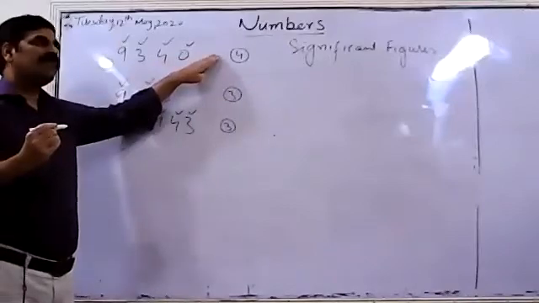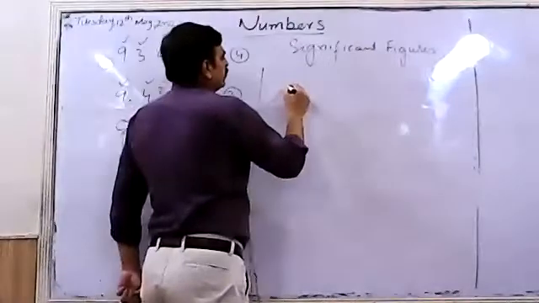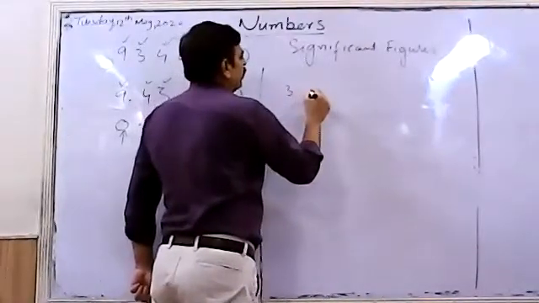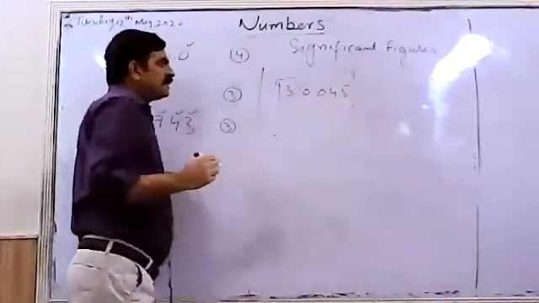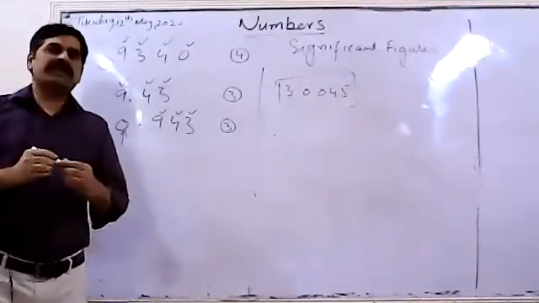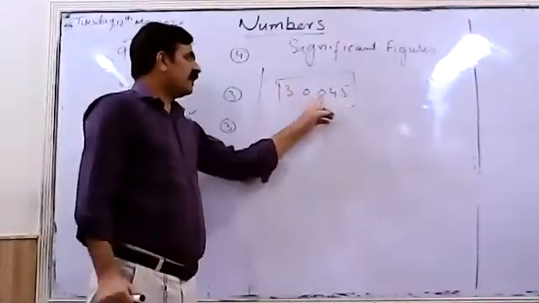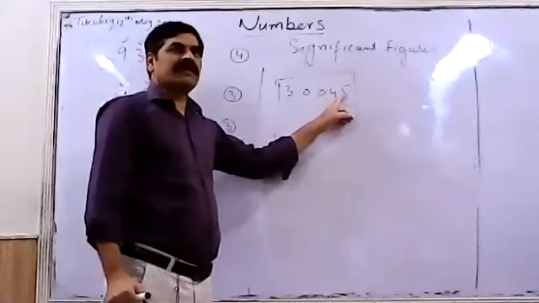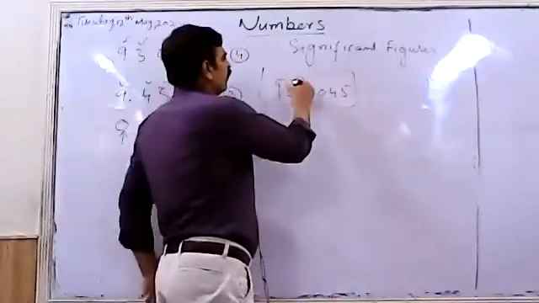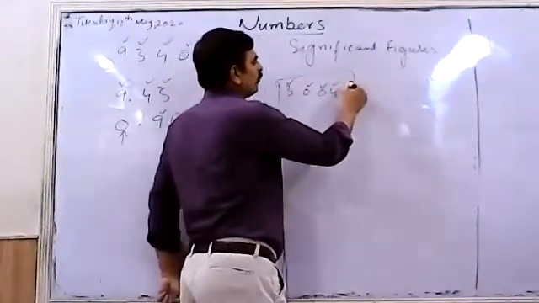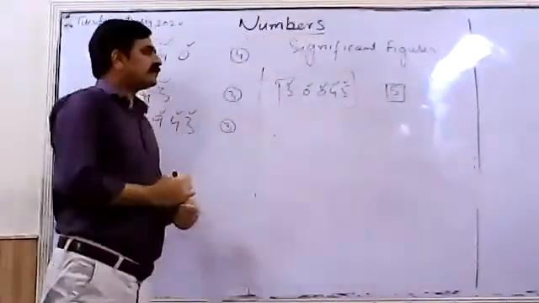9340 has 4 significant figures. If we write 3.0045, students, if 0 comes between non-zero digits, where before the 0 it's written 3, and after the 0 it's written 4 and 5, then these zeros will be counted as significant figures. 1, 2, 3, 4, 5. The number of significant figures in this value is 5.